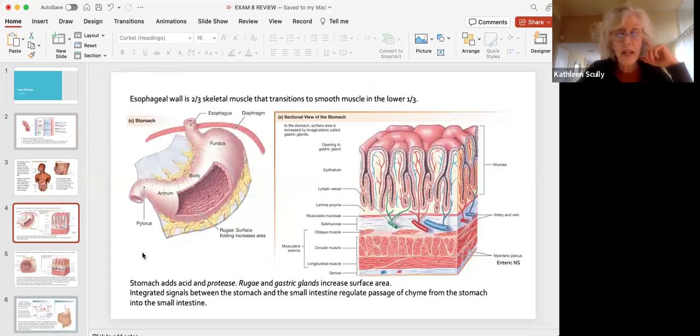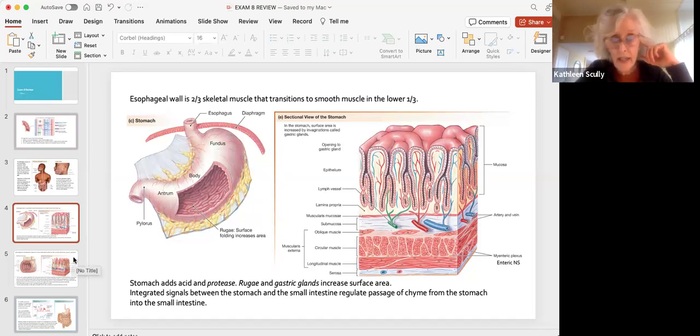Here we're looking at a cross-section of the stomach on the right. I'd like you to know the major layers of different cell types and structures. So there's the mucosa, the submucosa, the muscularis externa, and the serosa. And then in between, basically, the mucosa and the submucosa, there's something called the muscularis mucosa.